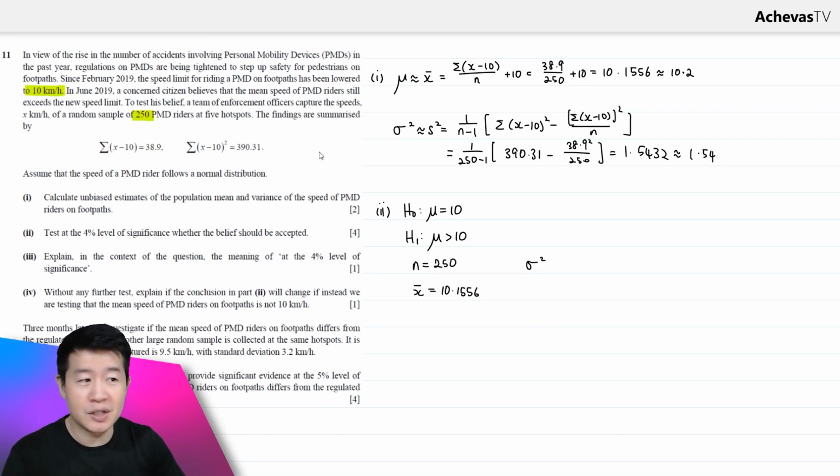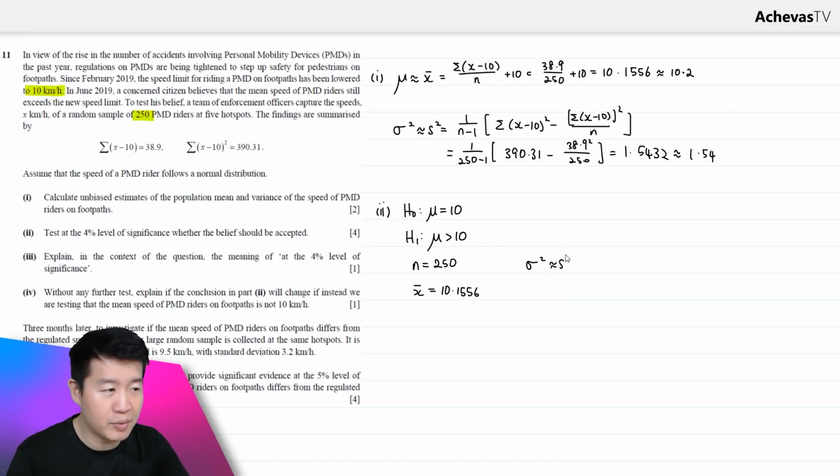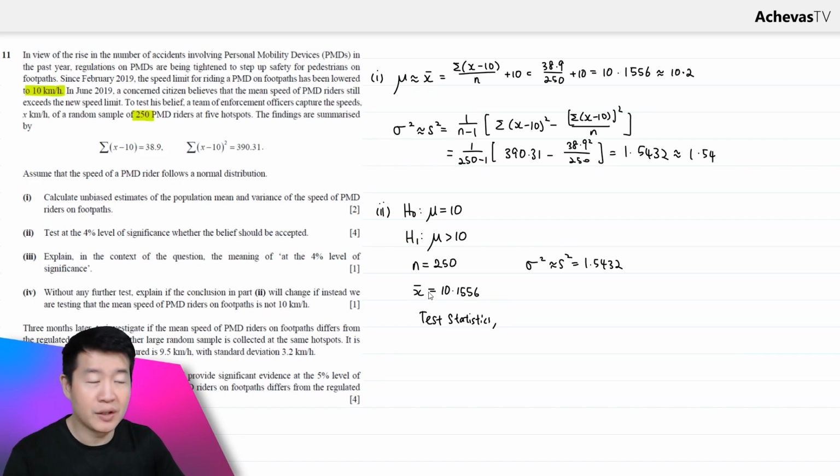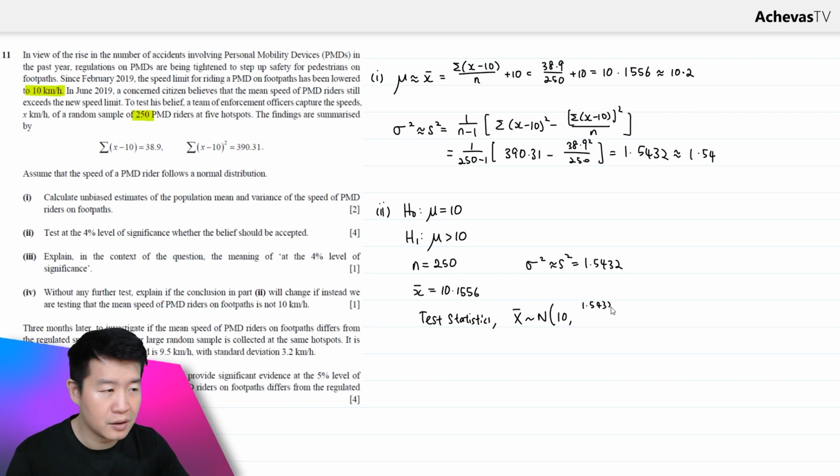We will also need the population variance. And if you read the question, the population variance is not given, so I'm going to compromise by making use of the unbiased estimate of the population variance. We've calculated it here, 1.5432. So this will allow me to code my test statistic. My test statistic is x1 plus x2 all the way until x250, divided by 250, which I'm going to denote x bar. So this will follow a normal distribution with the population mean and the population variance divided by the sample size, 250.